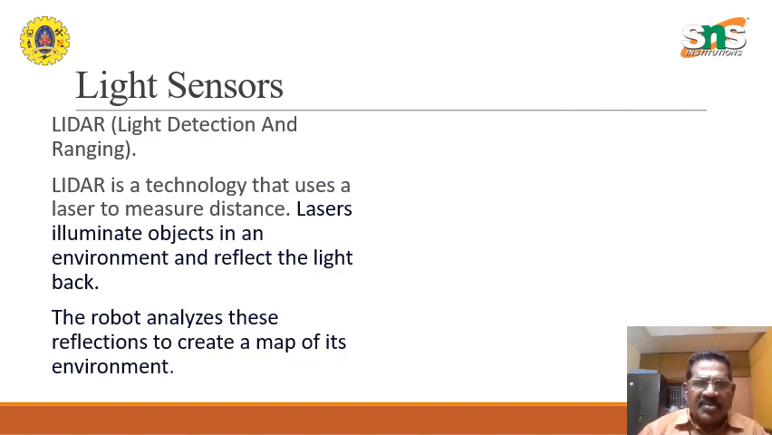Now, another light sensor is LIDAR, or light detection and ranging. LIDAR is a technology that uses laser to measure distance. The laser illuminates the object in an environment and the light reflects back. The rover analyzes these reflections and creates a map of its environment. Understand, you push the laser light onto a particular wall, then once it reflects back, you divide the time by 2 and you get the distance of the point.